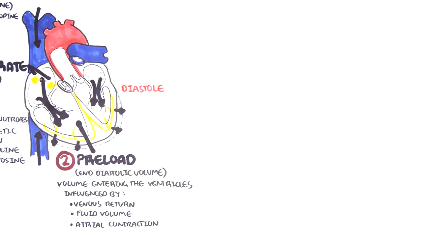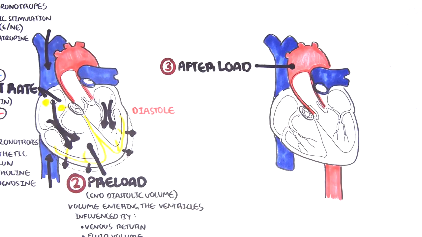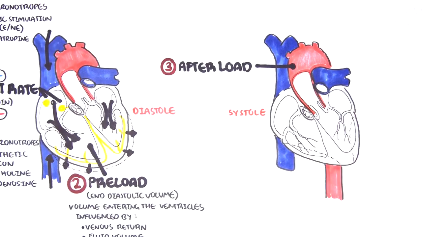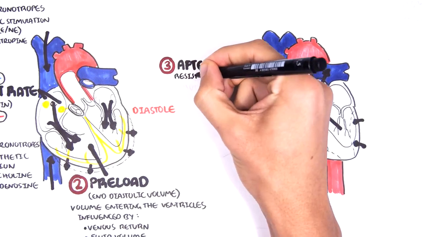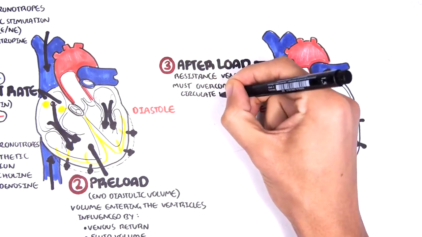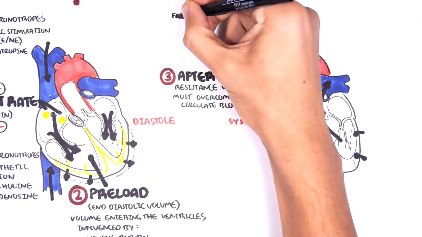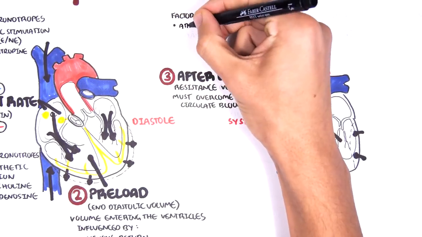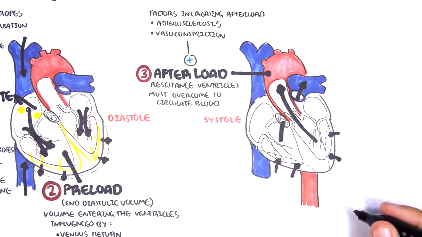The next determinant of cardiac output, the third one, is afterload, which essentially occurs during systole, when your ventricles are contracting, ejecting blood out of the aorta and into the pulmonary trunk. Your afterload is essentially the resistance the ventricles must overcome to circulate the blood. And so you can imagine things that can increase your afterload. These are things such as hypertension, atherosclerosis, and vasoconstriction, because these things will increase the resistance and therefore increase afterload.